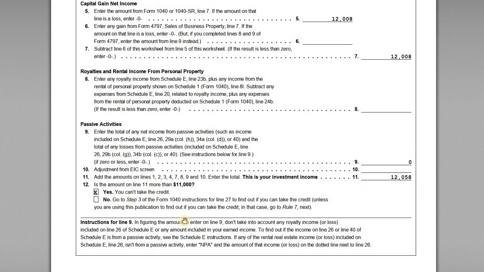Question 12, the last question on the worksheet, asks, is this amount on line 11 more than the $11,000 figure? And the answer is yes, right? And so he cannot take the tax credit. If it was less, then you can continue on with the calculation because you don't meet that threshold.